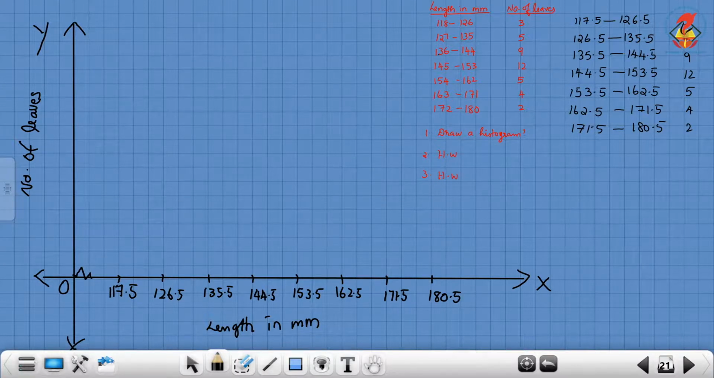For 117.5 to 126.5, what is the frequency? That means number of leaves, 3. Here the frequency axis should go up to 12. What is the least number? 2. Then you can write 1, 2, 3, 4, 5, 8, 9, 10, 12. Here 117.5, 126.5, 3. You start from here, 3.